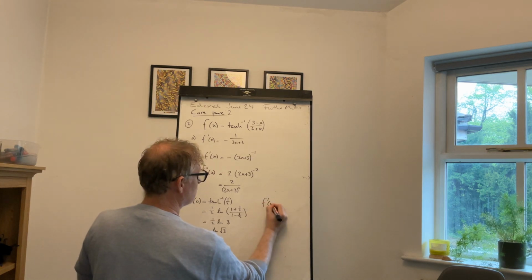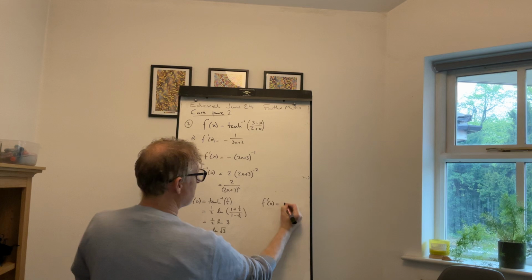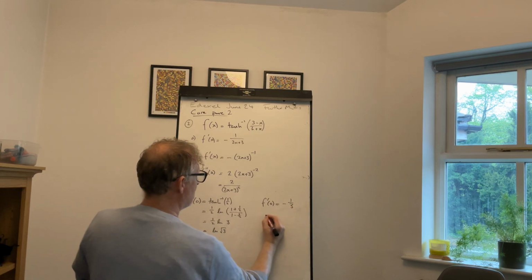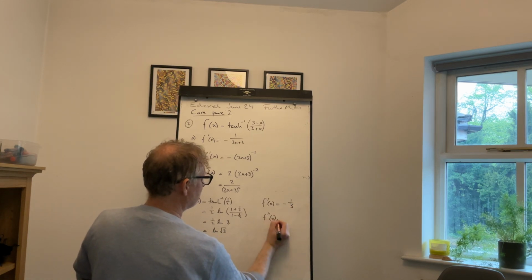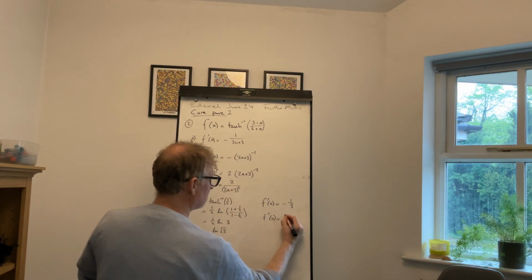F dash of naught, a lot easier. Putting naught in there, we just get minus 1 over 3. F double dash of naught, again, quite easy. Putting in there, we get 2 over 9.